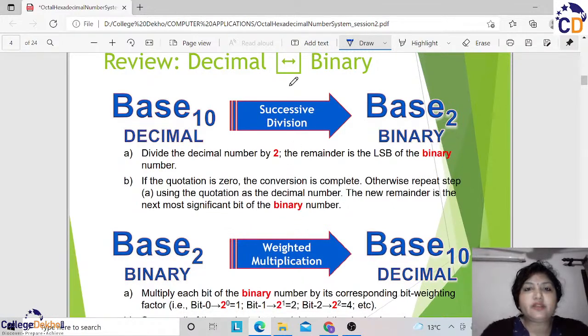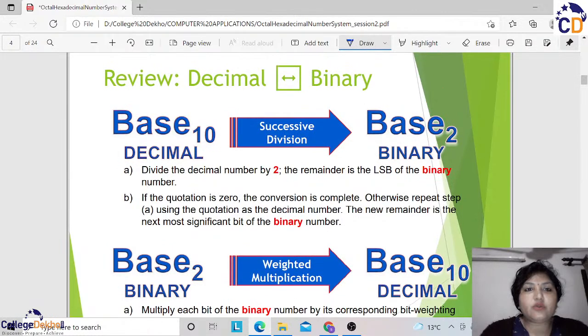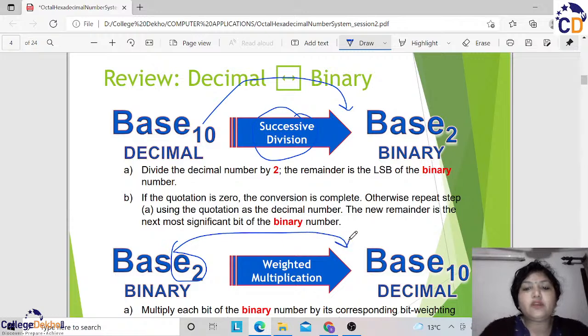I have explained in the first slide how you are going to convert any decimal number into the base of any number. It could be binary, it could be octal, it could be anything. So you have to use the formula, that is successive division. And if you are converting any base form to a decimal number, it would be in multiplication form. Right? So let us revise this.